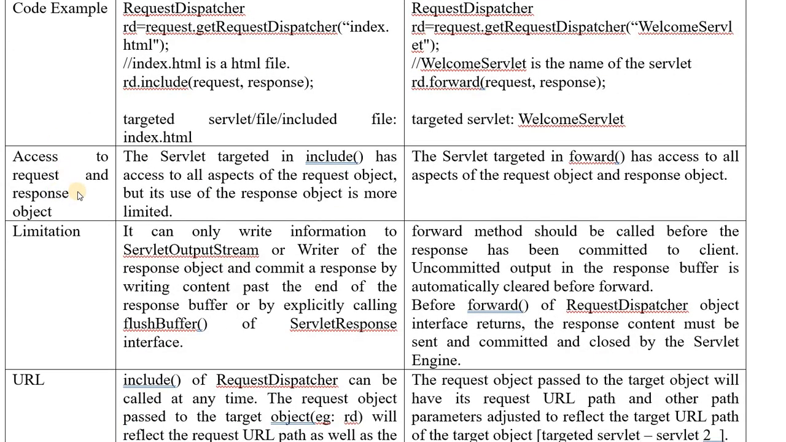Now, the next point that we have to see is access to the request and response object. The servlet that is targeted in the include method has access to everything in the request object. But the use of response object is very limited. It does not have complete access to the response object. Whereas in the case of forward method, the targeted servlet, that is your servlet 2, has access to all the aspects of request as well as response object.